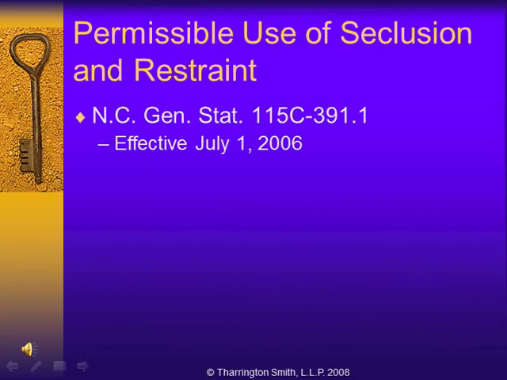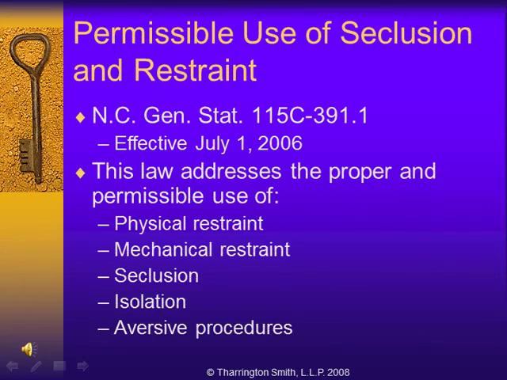Since 2006, North Carolina has had a statute governing the permissible use of physical restraint, mechanical restraint, seclusion, isolation, and aversive procedures with public school students. All of these are techniques or tools for managing student behavior, and it is very important that any employee who may have direct contact with students understand what they are and the legal limitations on using them. We will define each of these terms in more detail as we go along.